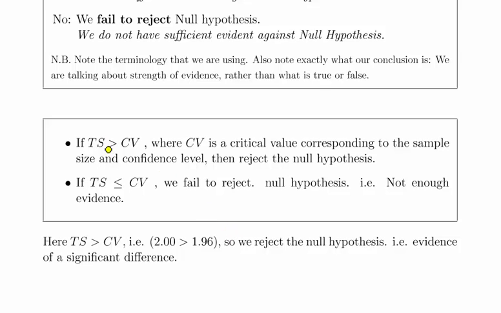In this case, our test statistic is greater than our critical value, so we reject the null hypothesis. 2.00 is greater than 1.96, so we reject the null hypothesis. There is significant evidence of a significant difference in reoffending rates between the two groups of convicts.